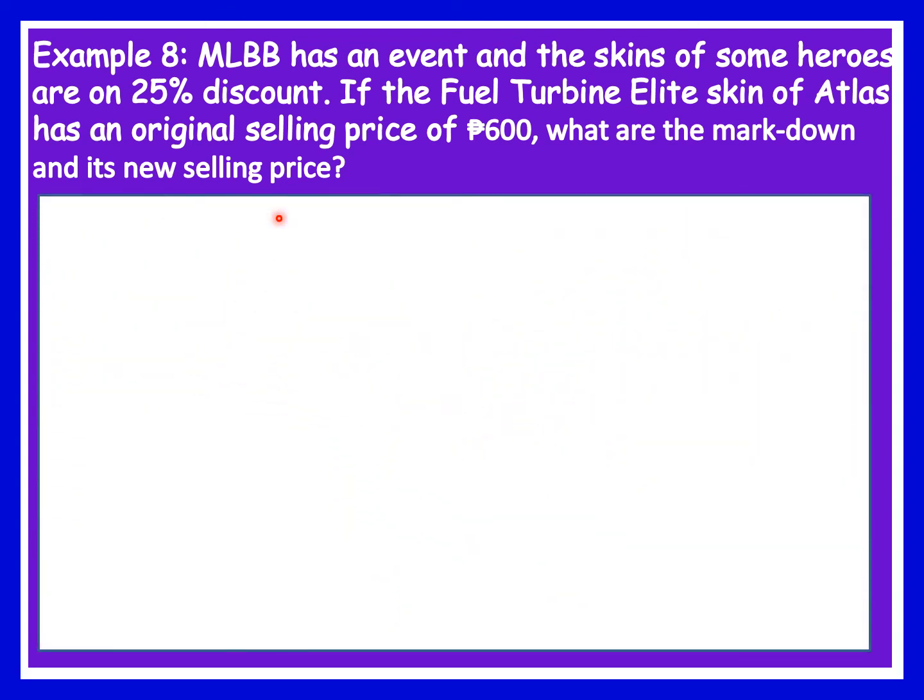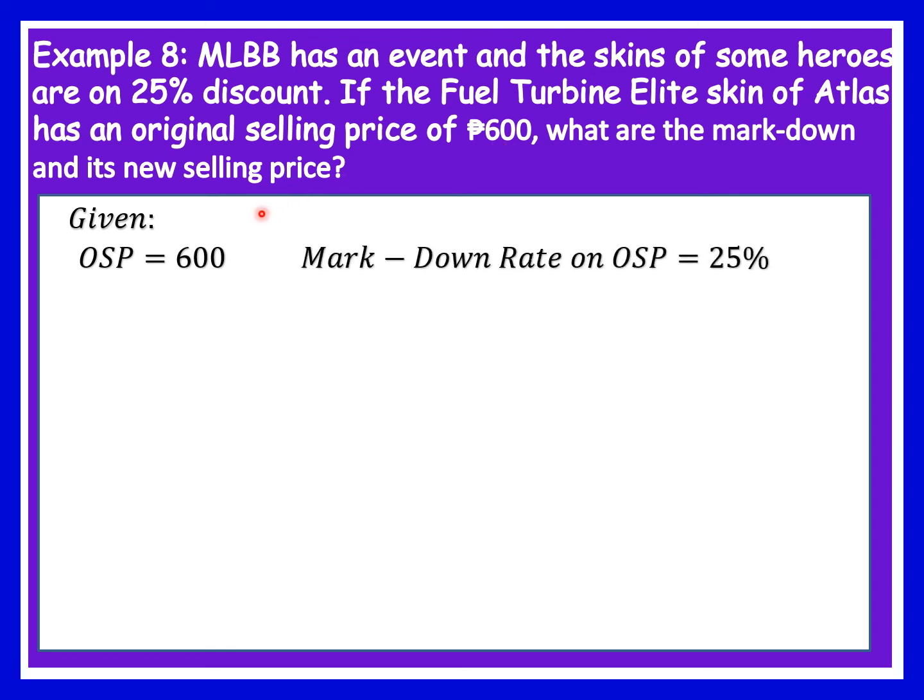Okay, so this is the paper that we will be working on. So, the given there, we have the original selling price, obviously, it's 600 pesos. Next, there is a markdown rate on the selling price, and that is 25%. So, from the original selling price, we are expecting that the new selling price is lower than 600. By the way, we are looking for the markdown or M sub D and the new selling price.